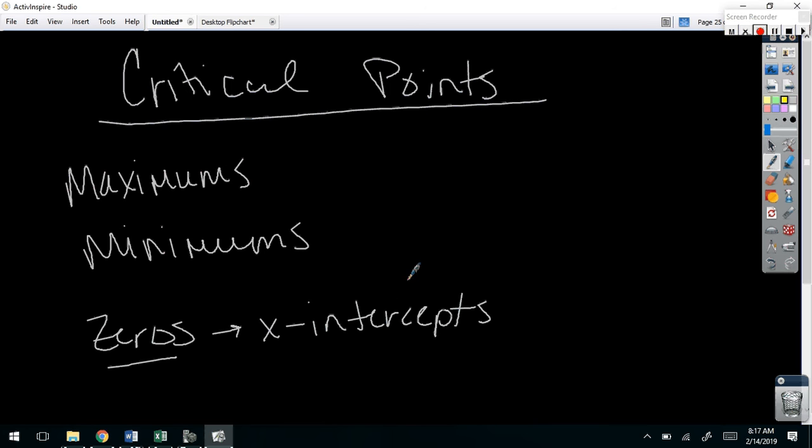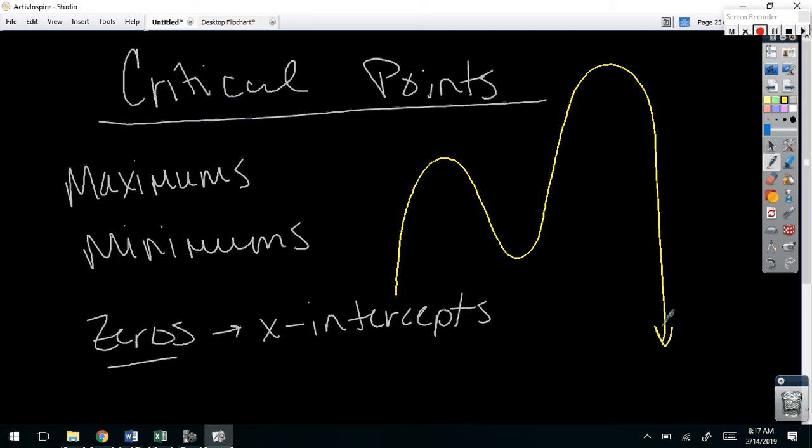But what if I have something like this, which looks like what kind of function? Quartic. Yes, a quartic. This has several maxes and mins, or actually a couple of maxes and one min. If you look where it's topping out here, sometimes we call these turning points.